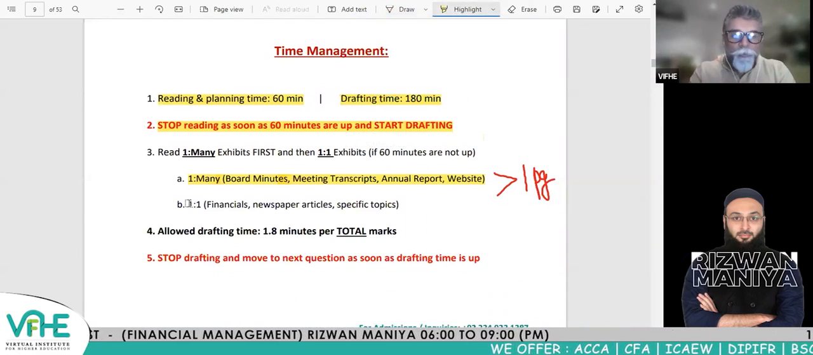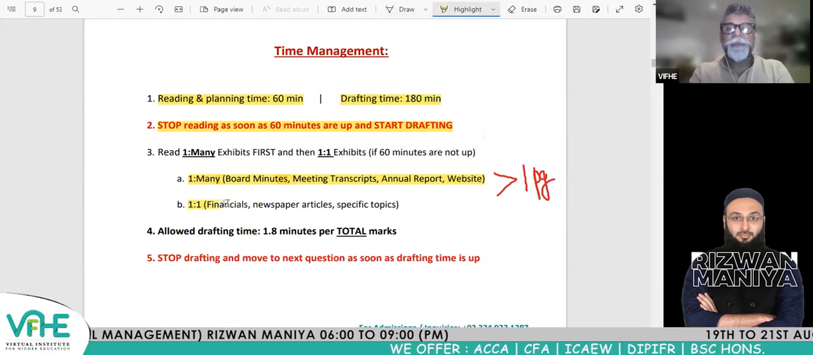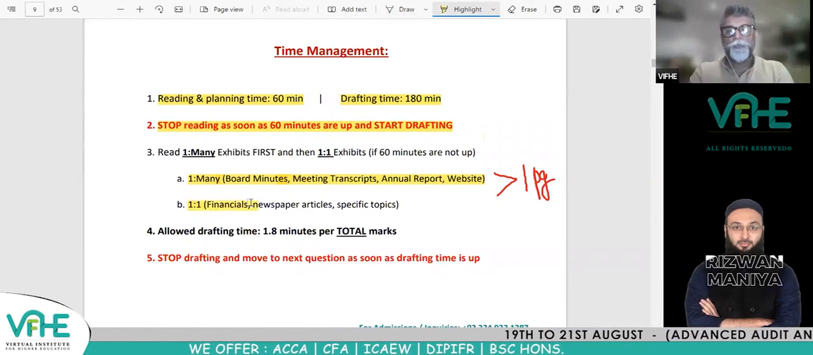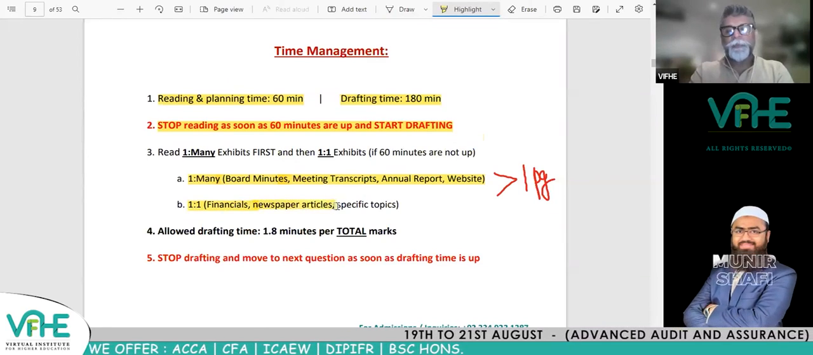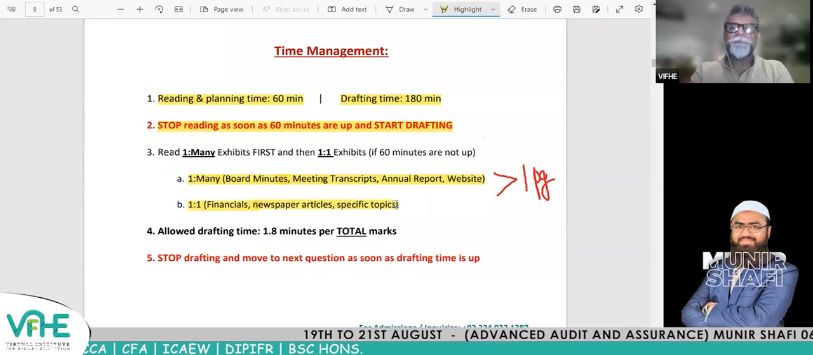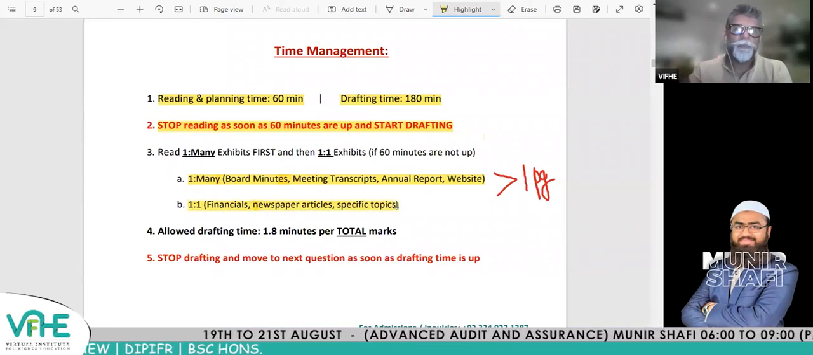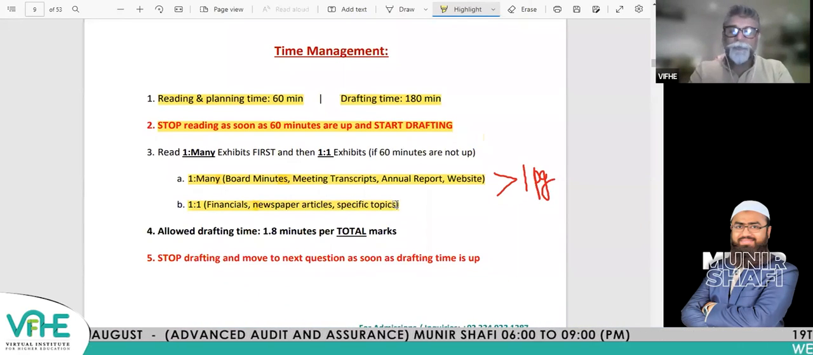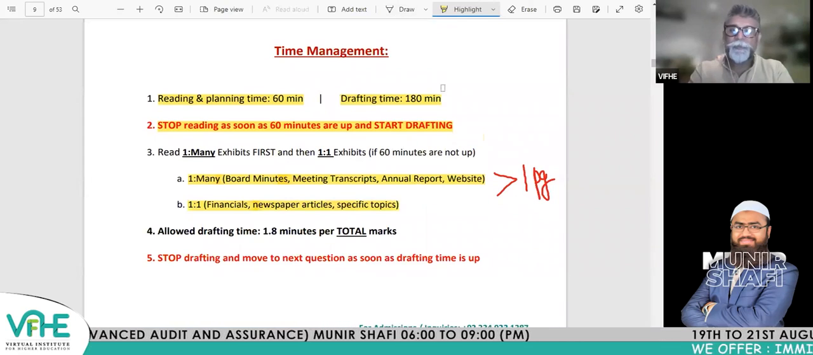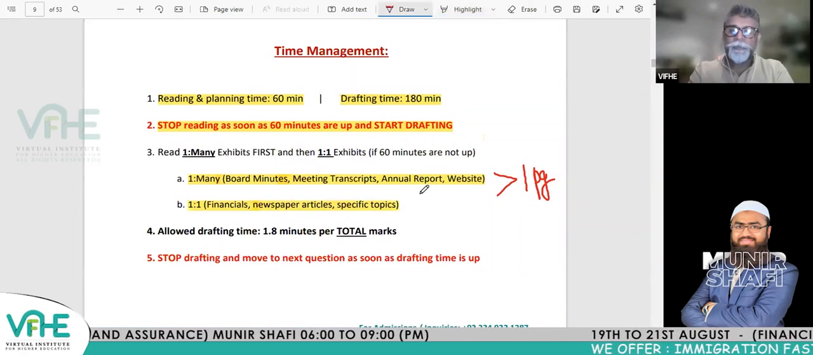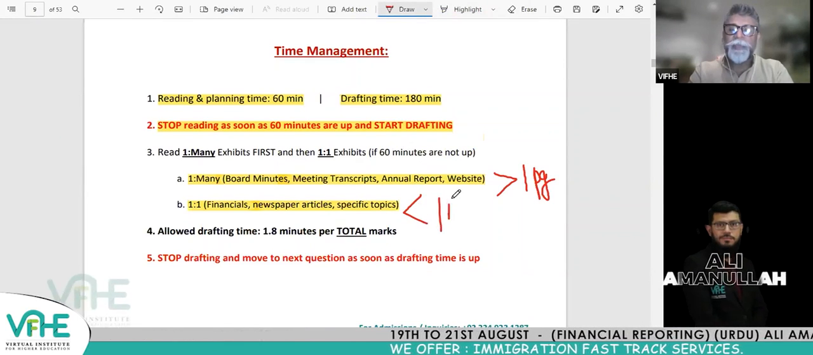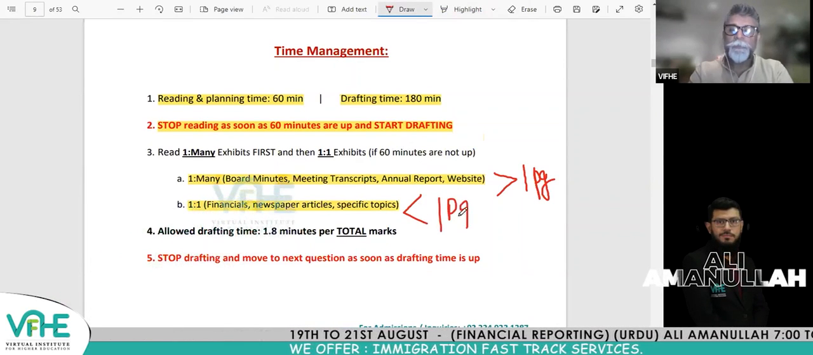Now, 1:1 exhibits, generally any financial exhibit, it's 1:1. Some newspaper articles, some weird specific topics, not any mainstream topic with a heading. These are generally 1:1. And another hint is that 1:1 exhibits are generally less than one page in size.